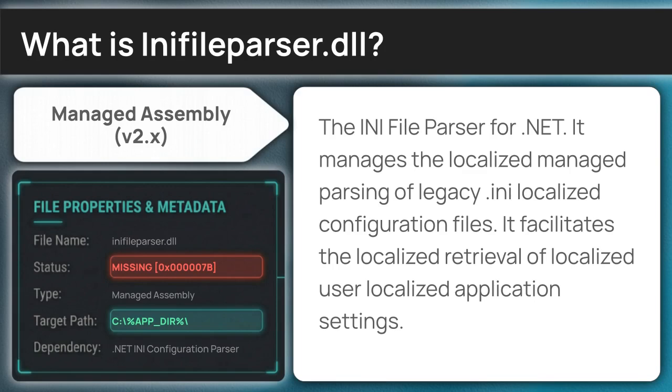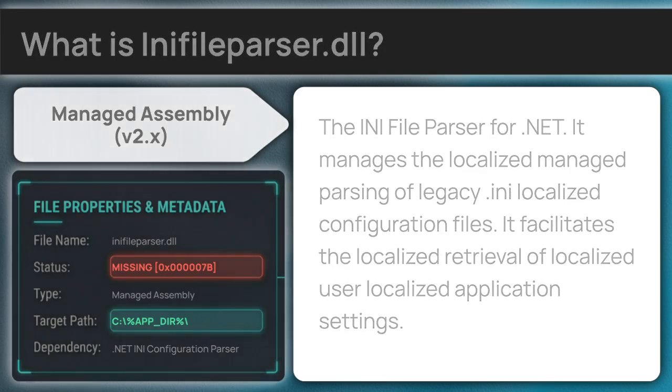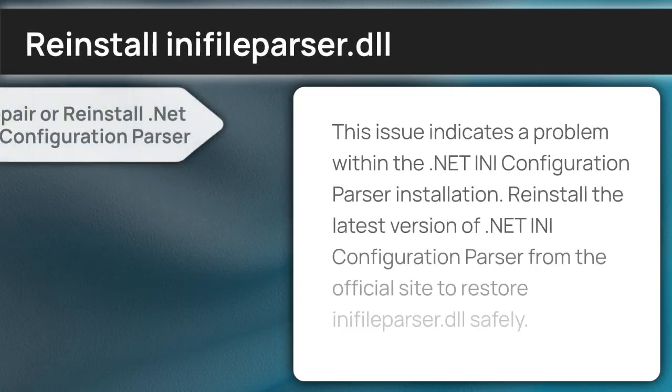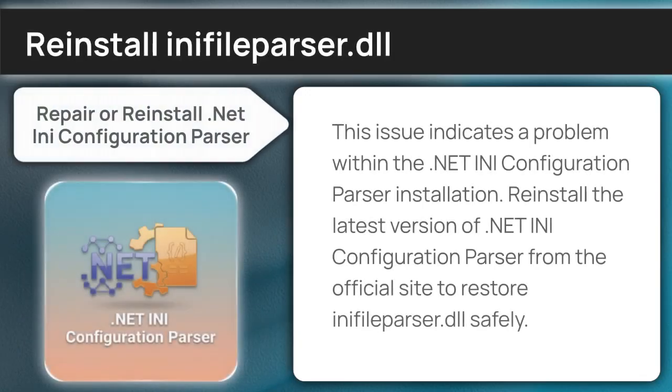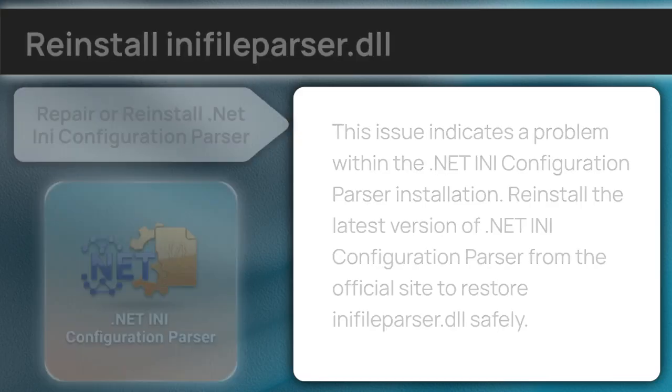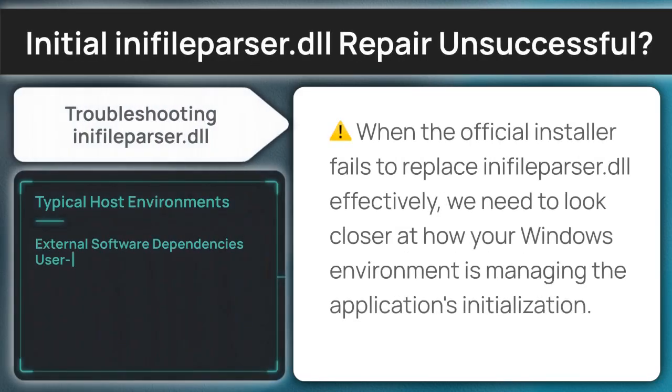Since we've identified what's missing, let's try the official recovery method. This issue indicates a problem within the .NET INI Configuration Parser installation. Reinstall the latest version of .NET INI Configuration Parser from the official site to restore the INI File Parser DLL safely. When the primary installation path fails, a more surgical approach to checking your system's environmental variables is required.